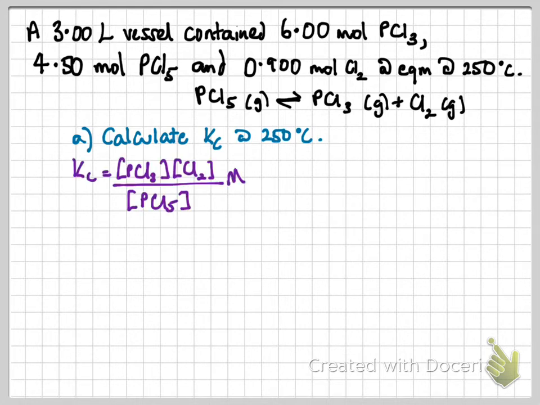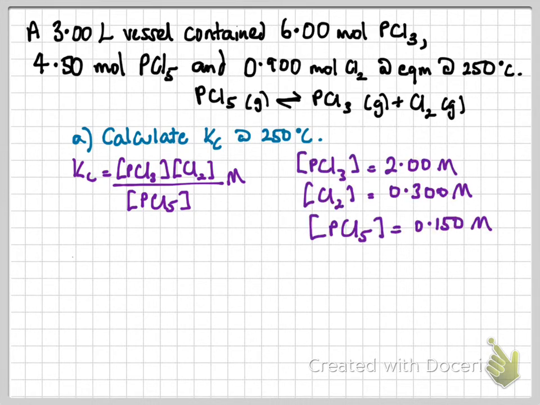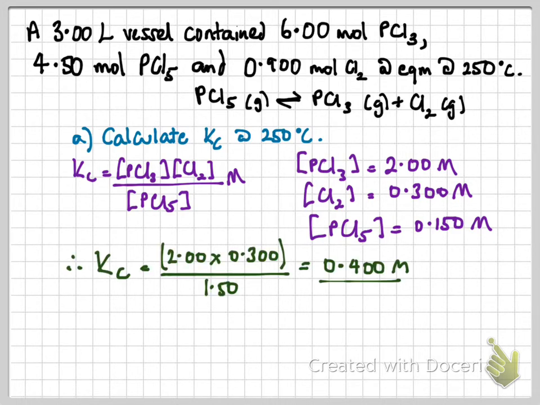Right, step 1 is to write down the K expression, noting it would be molar. As you've been given moles, not molar, and a volume for the container, you need to calculate the molar concentration by moles divided by volume. So divide all those moles by 3 and you get those answers there. Substitute them into the K expression and you get 0.4 molar. The next page will have part B.